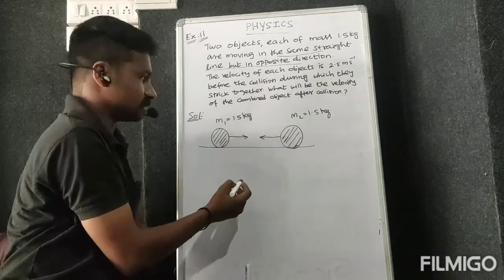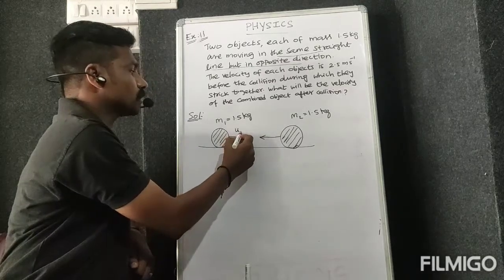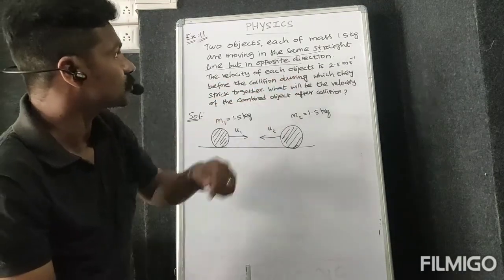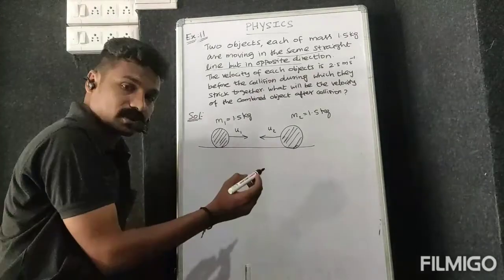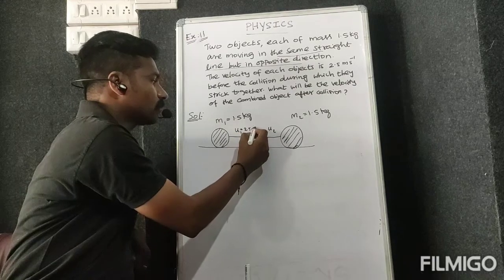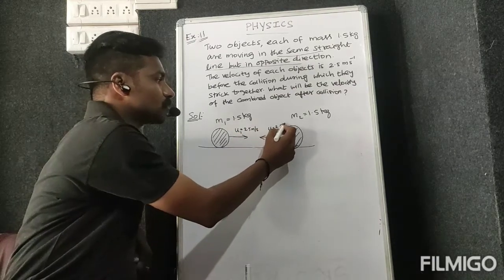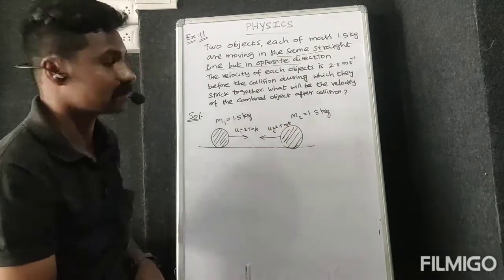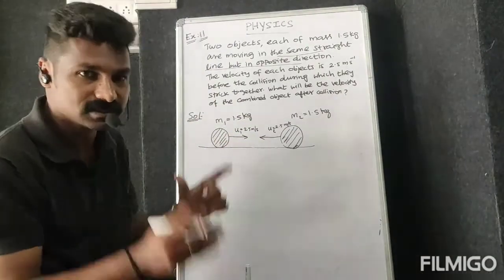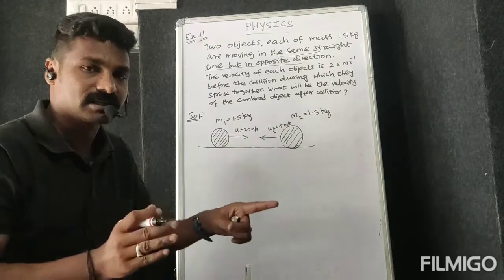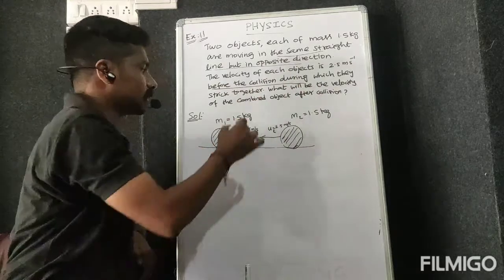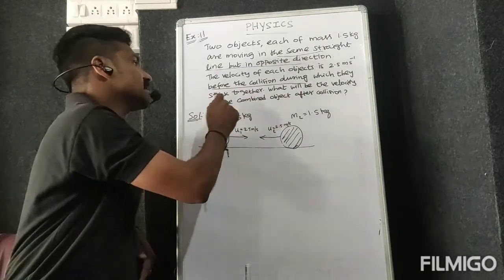Its velocity is u1, and the other velocity is u2. The velocity of each object is 2.5 meter per second. So both have the same velocity: 2.5 meter per second, and this is also 2.5 meter per second. But both travel in opposite directions. Same mass, same velocity, but opposite direction. So this is the situation before the collision, after which they stick together.